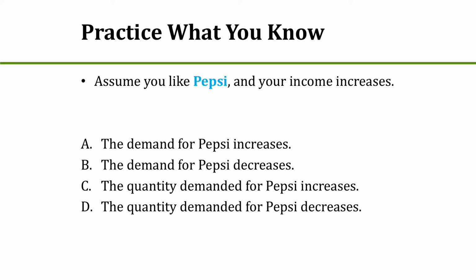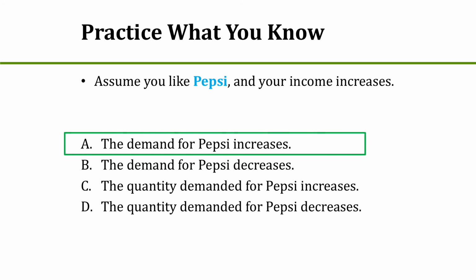The first question is, assume you like Pepsi and your income increases. Basically, we know that Pepsi is a normal good. It might be an inferior good for some people, but generally it's a normal good. So when you have more income, you tend to buy more Pepsi at each price level, and the demand for Pepsi is going to increase. So we have a change in demand here. The demand curve will shift to the right.